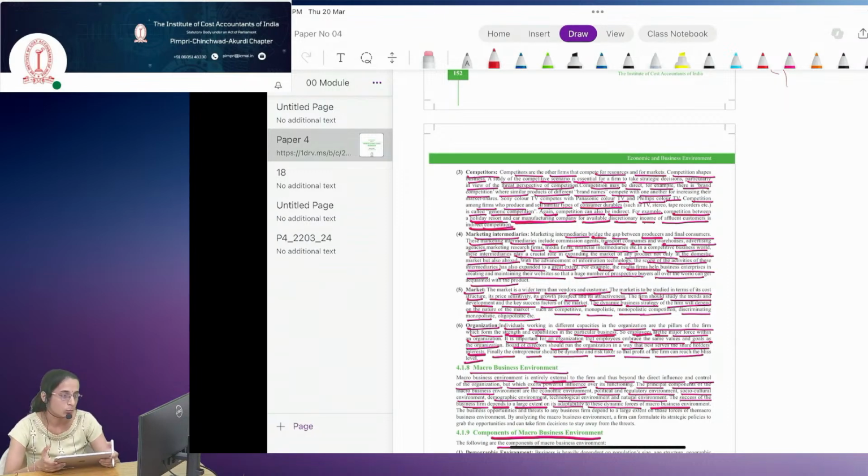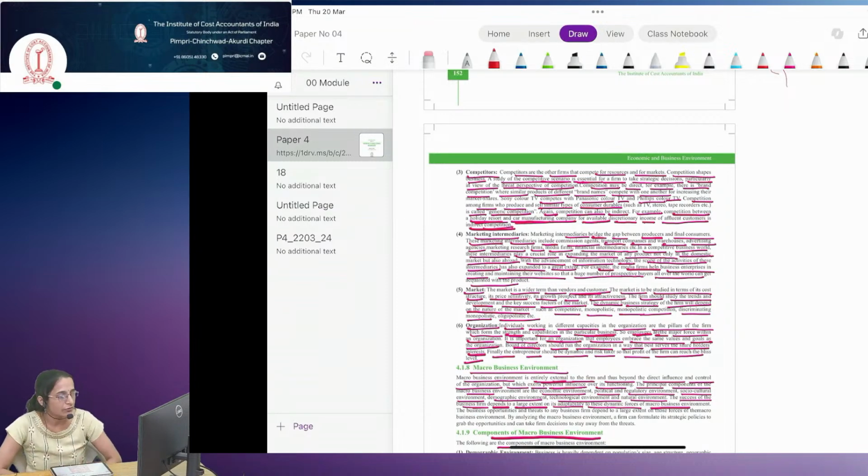The market is a wide term, right? Buyer, seller: the buyer must be willing and must have purchasing power, and the seller must be willing to sell. The demand and supply forces in the market will determine the price of the product, right? The market is to be studied in terms of its cost structure, its price sensitivity, its growth prospects, and its attractiveness. The firm should study the trends, the developments and the key success factors in the market.